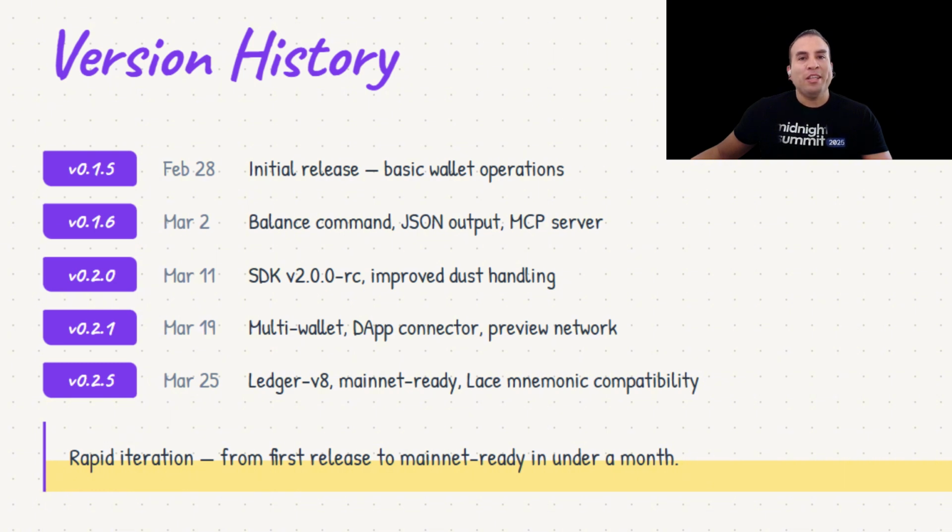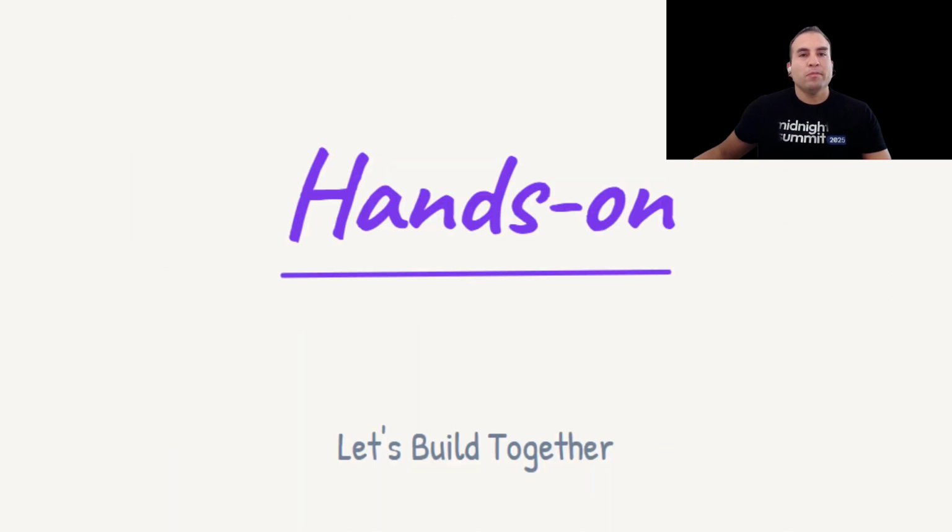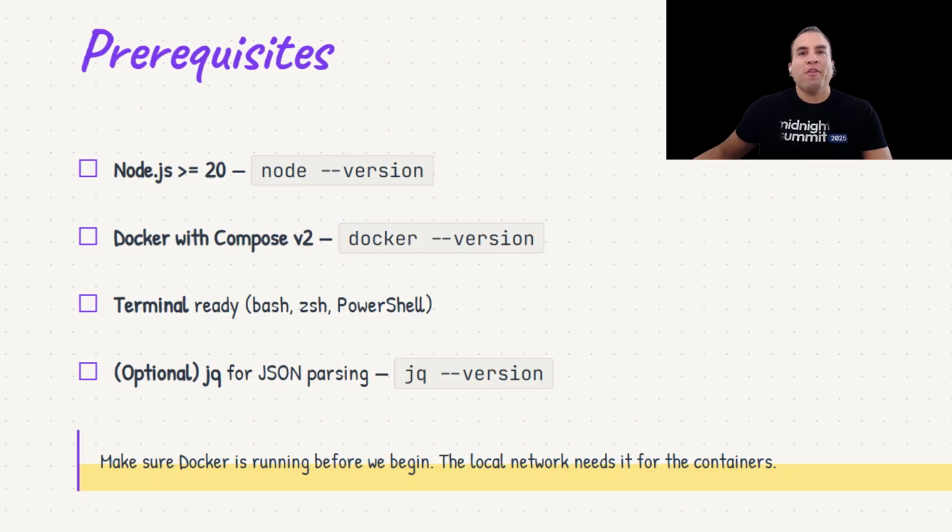All right, enough slides. Let's actually use this thing. All right, hands-on time. Go ahead and open your terminal if you're following along. Before we start, make sure you have three things. Node.js version 20 or higher. You can check with node version. Docker running on your machine. Docker version to verify. And a terminal you are comfortable in. That's it. If you've got those, you're good.